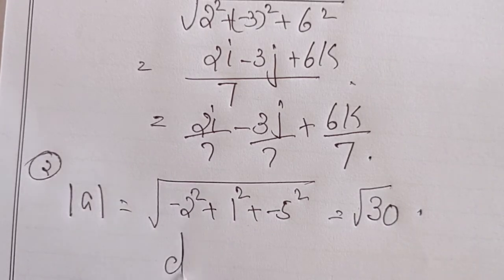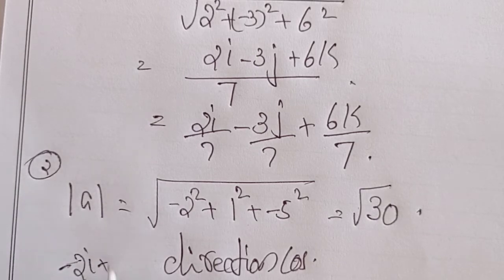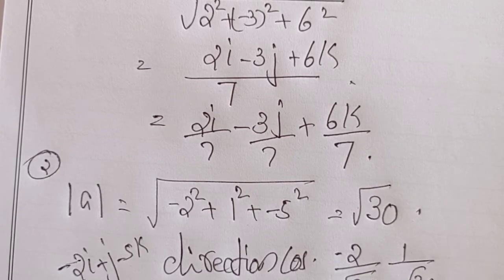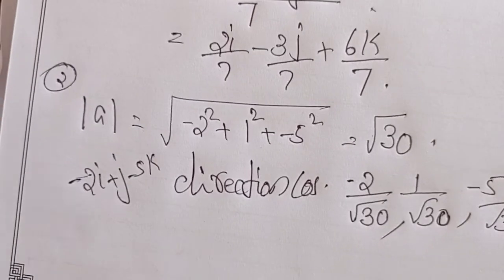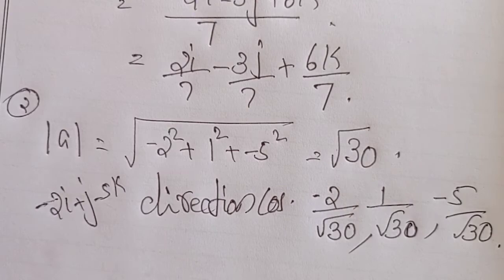Therefore, write direction cosine is equal to, the vector is, can you say what is the vector? Minus 2i plus j minus 5k. Therefore, direction cosines are minus 2 by root 30 comma 1 by root 30 comma minus 5 by root 30. Okay, this is the method to find the direction cosine. Find the modulus, then take the coefficients of i, j, k.